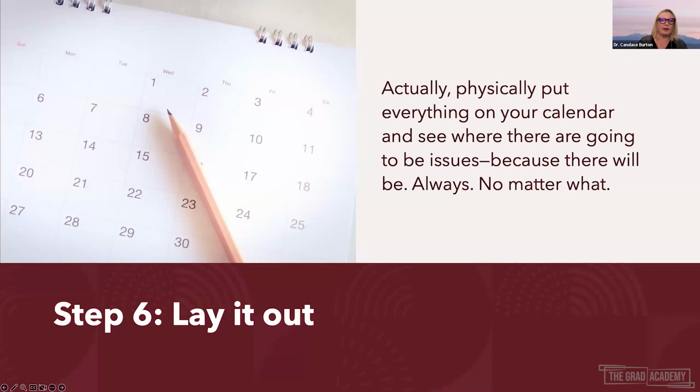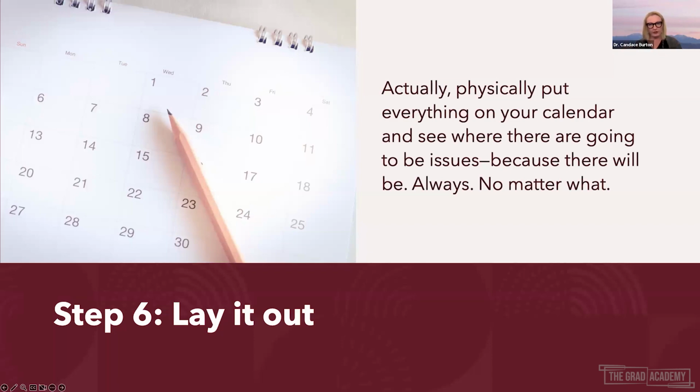Step 6, now you got to map the whole darn thing, right? Actually physically put all of this stuff on your calendar. If you know that discussion board 2 is due on October 15th, put that sucker on your calendar so that you know that as of December 15th, you have to start grading. Got to see where there's going to be issues, because there will be issues. You will have made a mistake. Something will have come up on your calendar. You will have promised to teach a seminar that's all day on a day that you were supposed to have office hours, something. Okay, there will always be issues. This is why you actually have to physically put it on your own calendar.